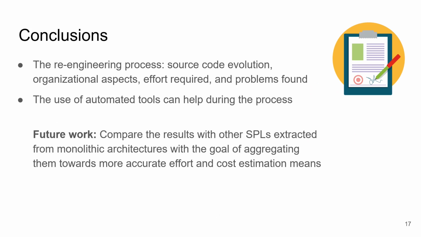As conclusions, we provide insights on the engineering process from different perspectives: source code evolution, organizational aspects in effort, and problems found. This way, we have a more complete characterization of the process and not only of the final state. We also noted that automated tools to help monitor and verify the state of the SPL during the transition would be desirable. As further work, we are looking into other transition processes with diverse characteristics, so we can provide more clues for effort and cost estimation.